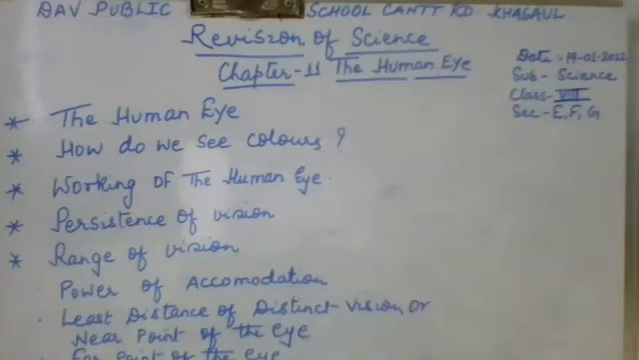Next, who can tell? These cells get activated in bright light conditions, and it makes us able to see colors. Okay. So, what is the general color which the cone cells are sensitive to?